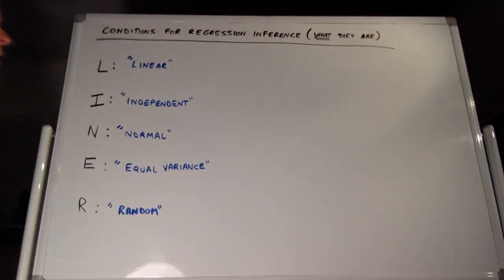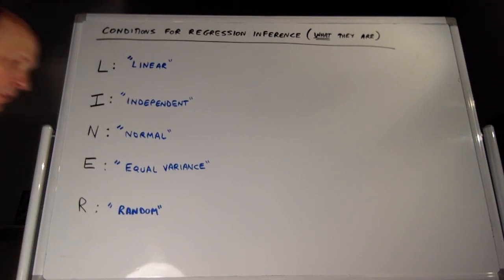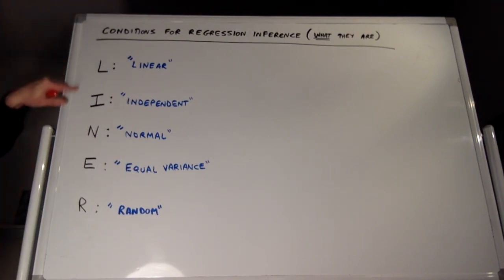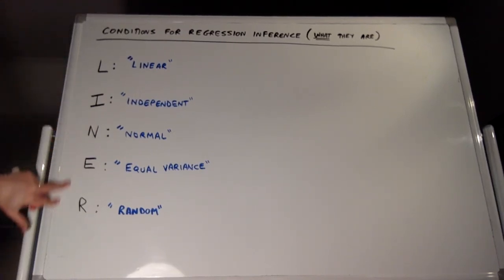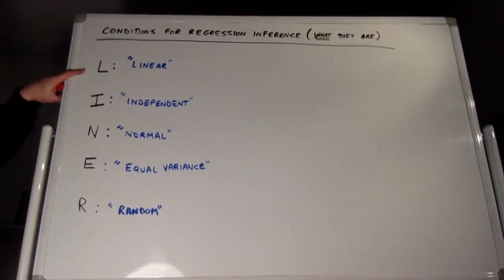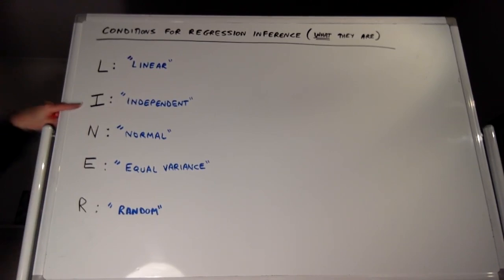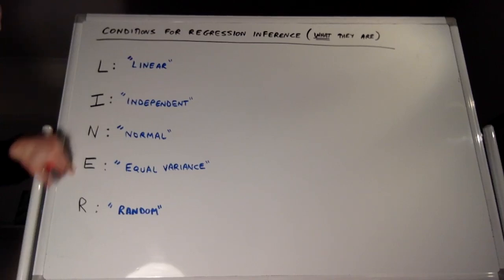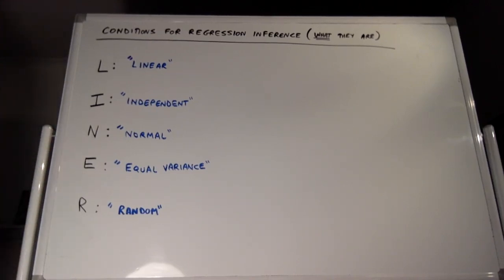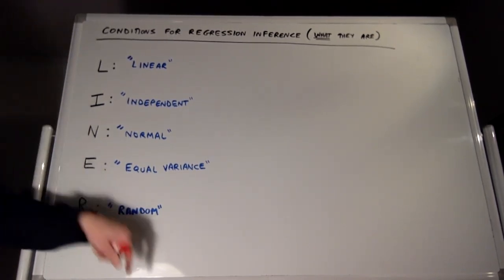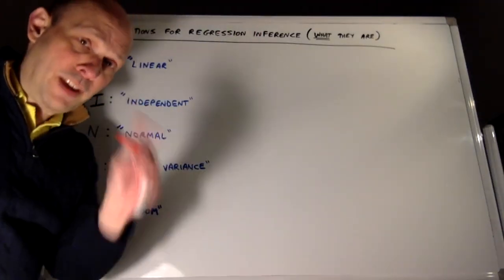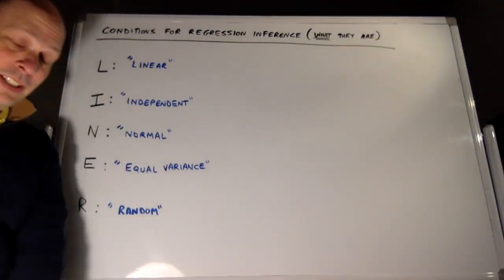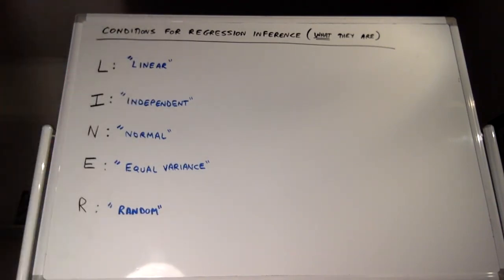Okay, so let's talk about conditions for regression inference. Now, there's a lot of conditions to check here, but we have a nice acronym to remember them, and it's LINER. As you can see, L stands for linear, I stands for independent, N for normal, E for equal variance, and R for random. Okay, so let's talk about each of these conditions. And the first thing we're going to do is talk about what they are. And then we're going to talk about how we check them. Okay, so the first one up is the linear check.